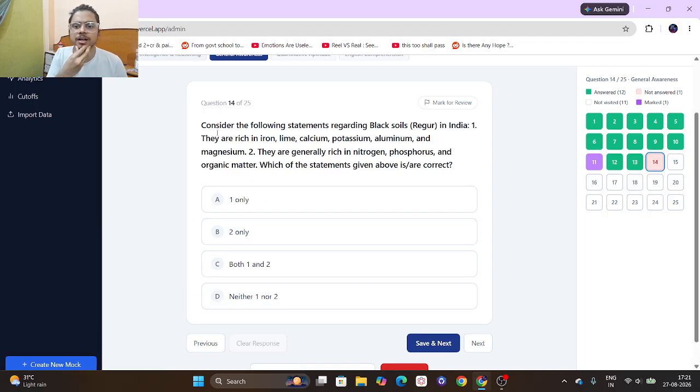Consider the following statements regarding the black soil in India. They are rich in iron, lime, calcium, potassium, aluminium, and magnesium. Yes, they are. No, they are not rich in nitrogen. Indian soils are not rich in nitrogen, phosphorus. So 2 is wrong. Only 1 is correct.